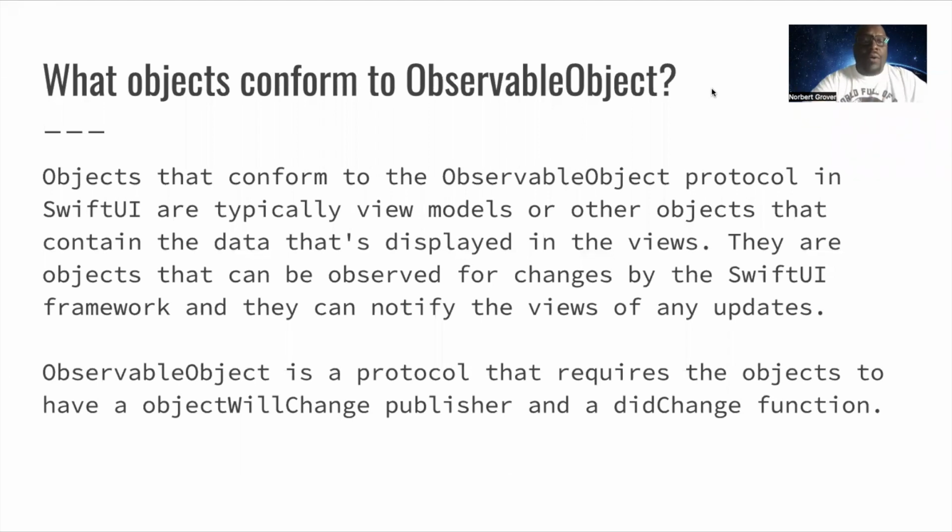Okay, let's talk about objects that conform to ObservableObject, right? Objects that conform to the ObservableObject protocol in SwiftUI are typically view models or other objects that contain the data that's displayed in the views. They are objects that can be observed for changes by the SwiftUI framework, and they can notify the views of any updates. ObservableObject is a protocol that requires the objects to have an objectWillChange publisher and a didChange function.